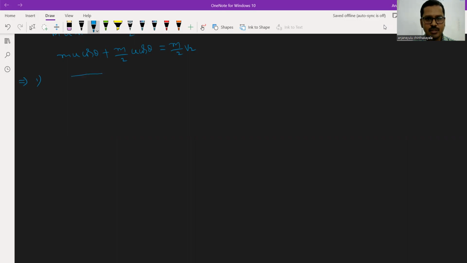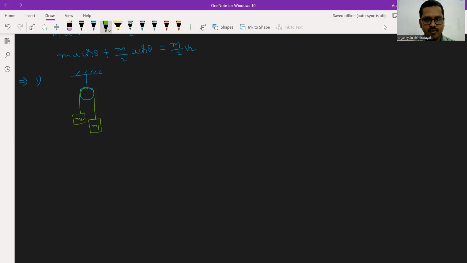Suppose this is one rigid support and one pulley is fixed here. One rope is passing over the pulley. Two blocks are connected here. This is the first block of mass M1, and this is another block of mass M2.